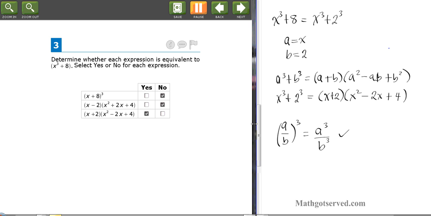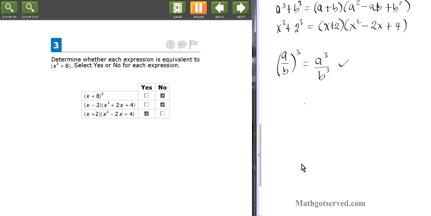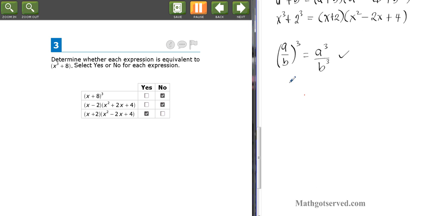This is legal. Now, what if you have a power of a product, so ab to the third? This distributes also. This is a to the third, b to the third. This is good. Now, if you have the sum or the difference of terms, you may not distribute the exponents.